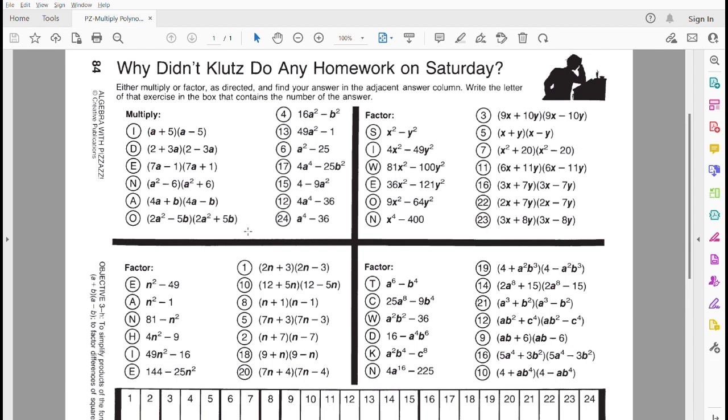Now the idea here is, let's say you multiply some stuff out and you see that I goes with option, I don't know, 15. It probably doesn't, but whatever. Then you would put I in the box number 15 down below. So that's how we're going to match these up as we go. All right, let's give it a try.